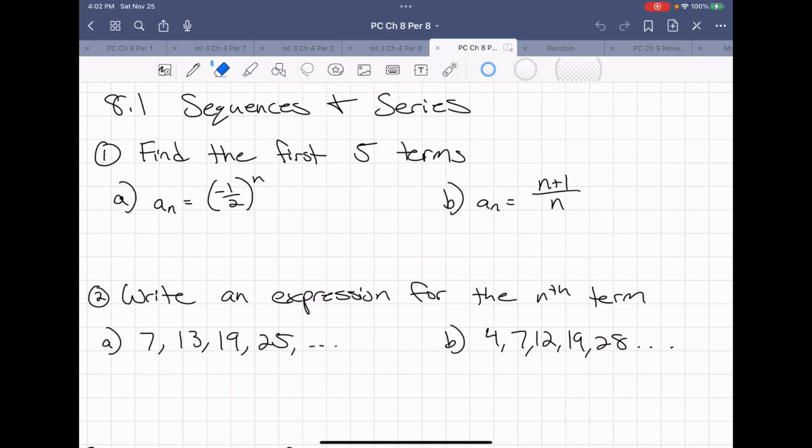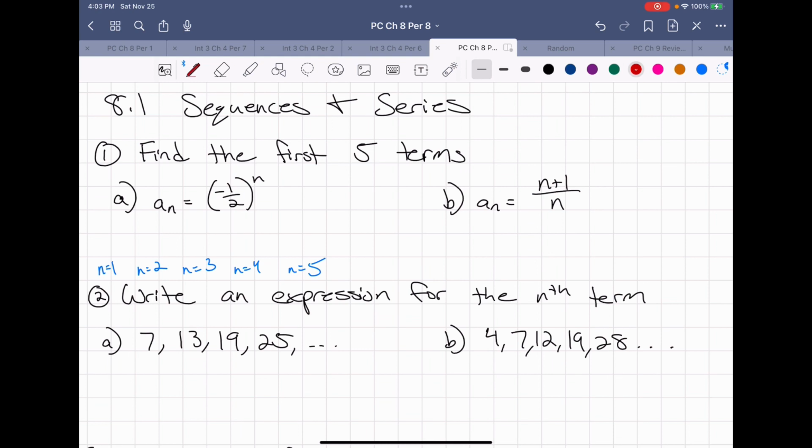So n is our counting term, the term number. And our sequence a sub n gives you the term value after you plug n in. So if they want you to find the first 5 terms, that means you're going to do n equals 1, n equals 2, 3, 4, and 5. You don't have to show this on test day. And then you're just going to plug n in.